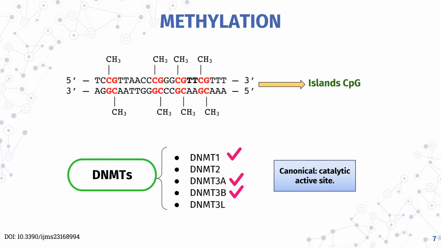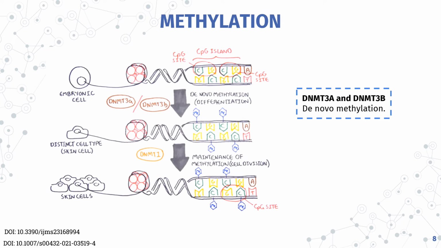The methylation process takes place in the CpG islands of the genome, which are guanine and cytosine-rich, phosphate-bound regions of DNA. In mammals, there are 5 DNMTs, of which 3 are catalytically active: DNMT1, 3A, and 3B, while 3L and 2 are not. Therefore, in this study, we will focus on those that are catalytically active, also called canonical. The isoforms will be responsible for one type of methylation.